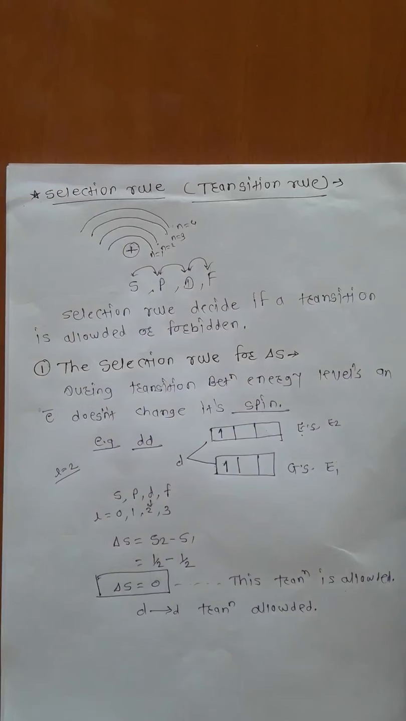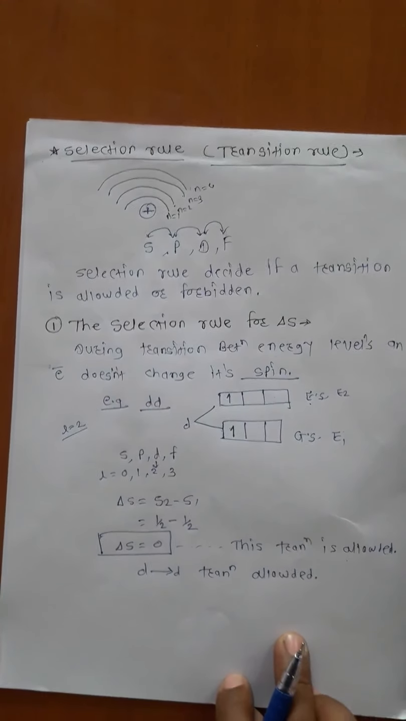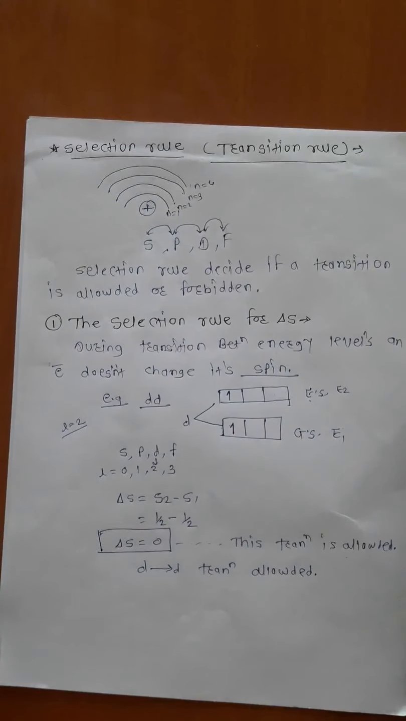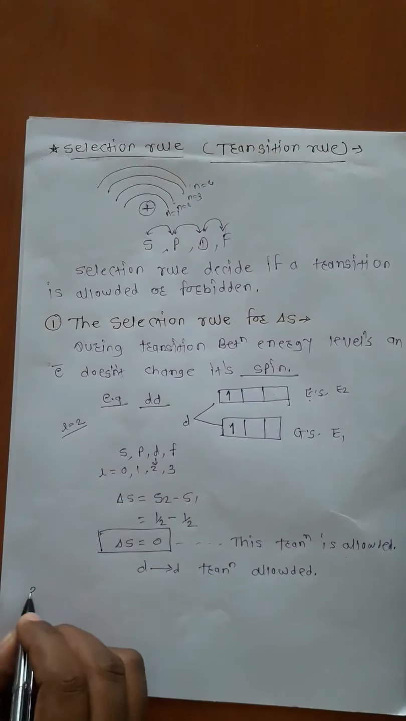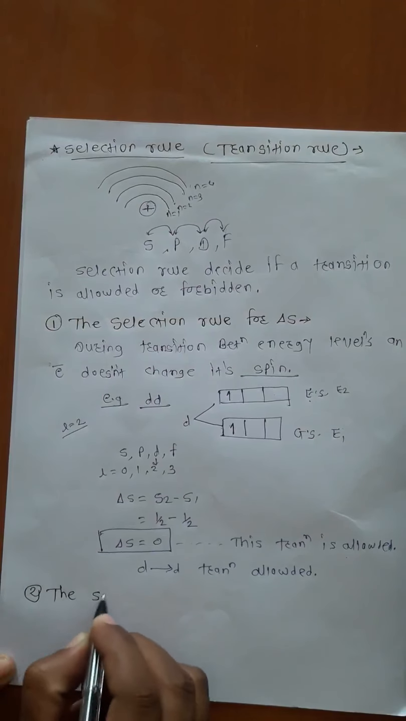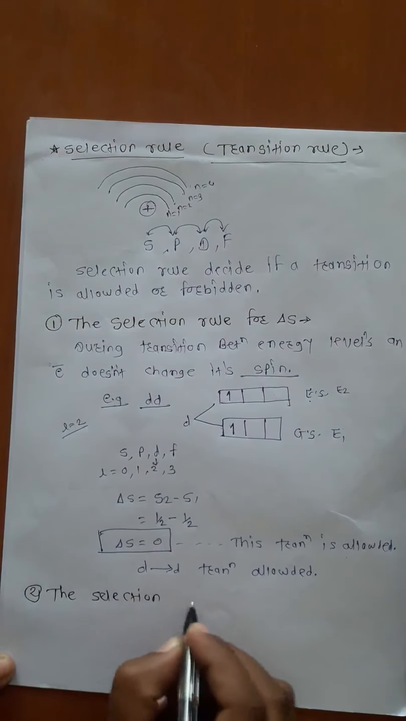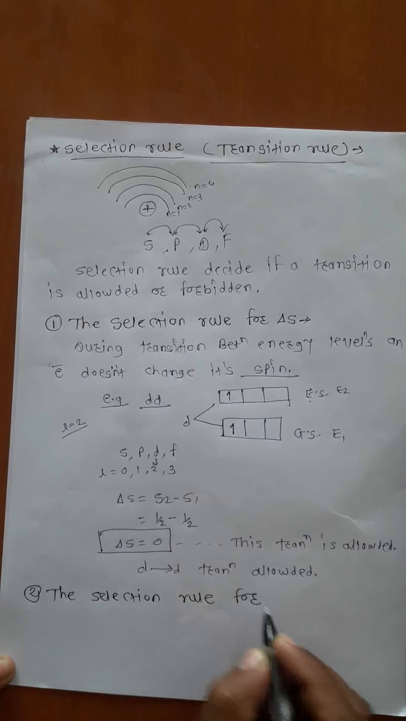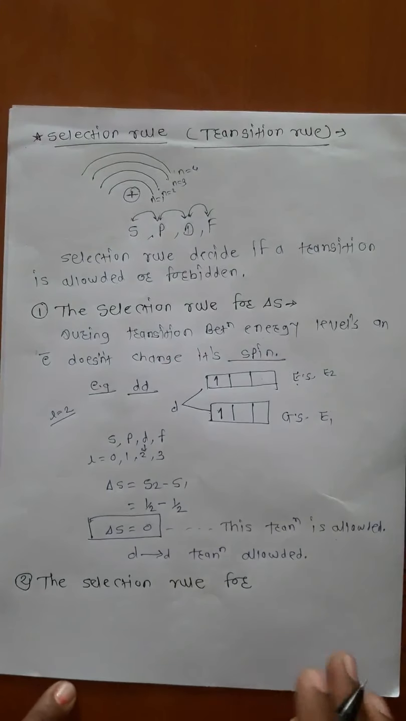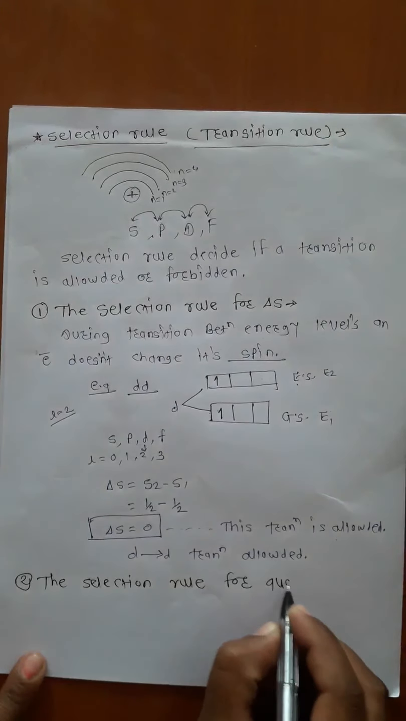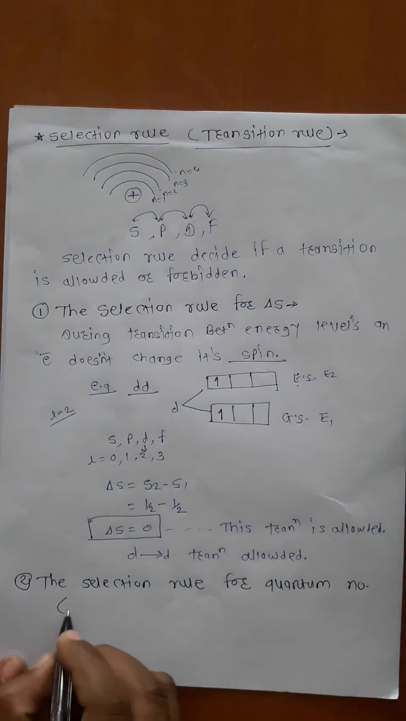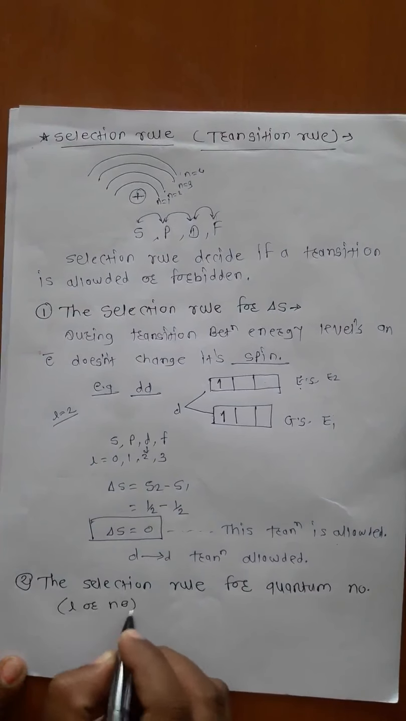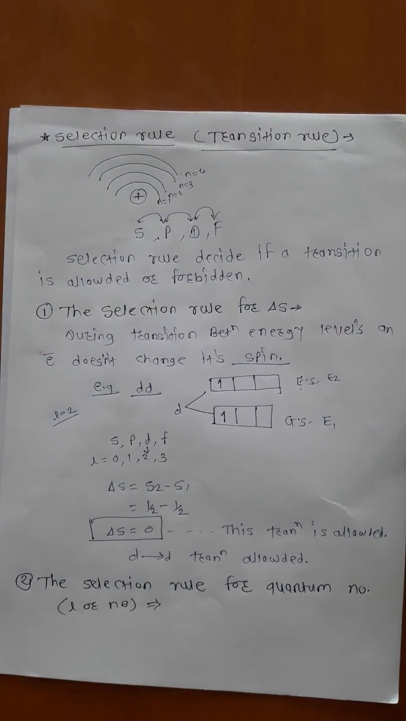Now the next selection rule is the selection rule for quantum number L, the azimuthal quantum number.